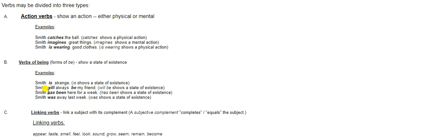So here your verb, your being verb, is has been. Okay? Smith's state of existence is that he's been here for a week. Has been. That is your verb. Smith was away last week. Excuse me. His state of existence is that he was away last week. Okay, where did he exist last week? He was away.